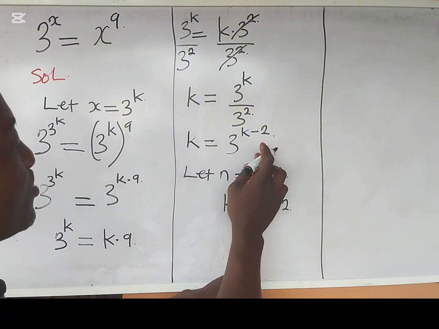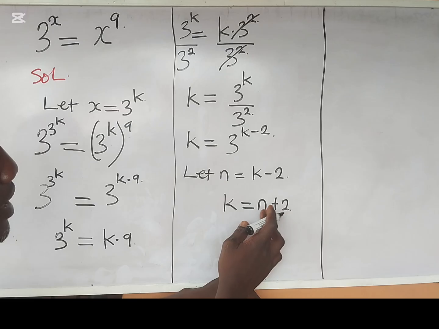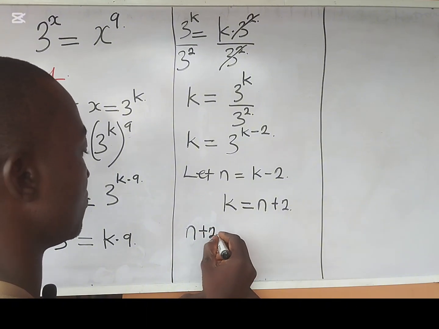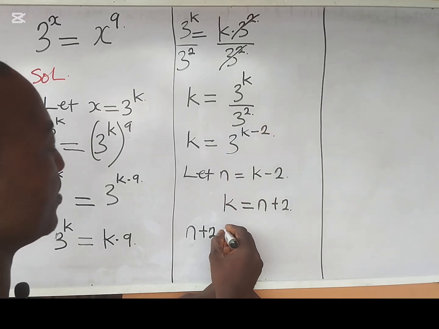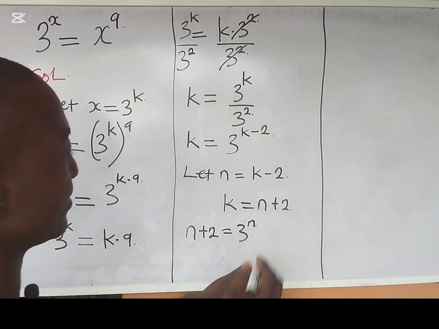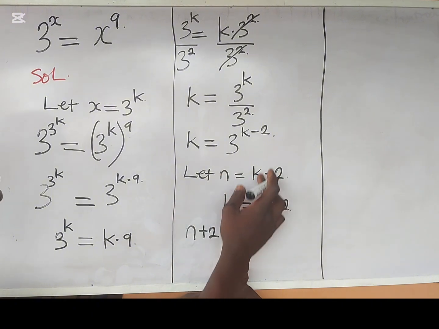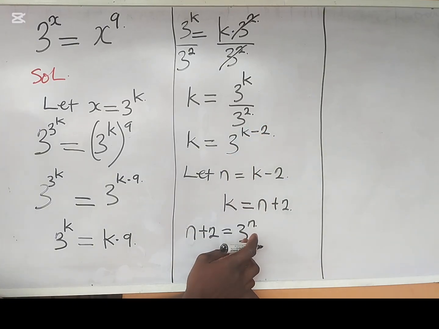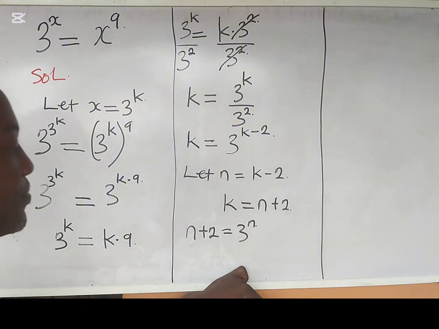If we write this equation in terms of n, k will be replaced with n plus 2 because k is equal to n plus 2. So this k here will become n plus 2. Then 3 raised to the power of k minus 2 will be equal to 3 raised to the power of n, because from our assumption, n is equal to k minus 2. So we just simply took out k minus 2 and replaced it with n. So this is now this equation in terms of n.